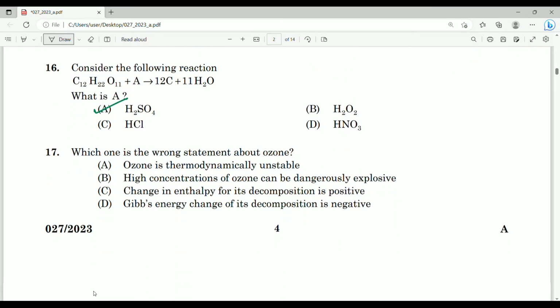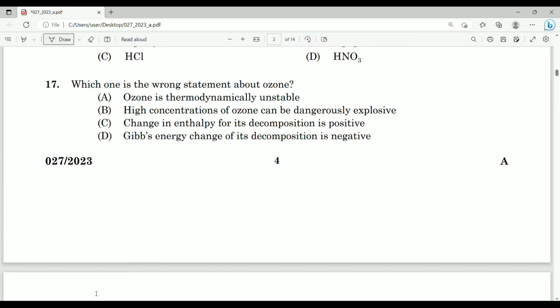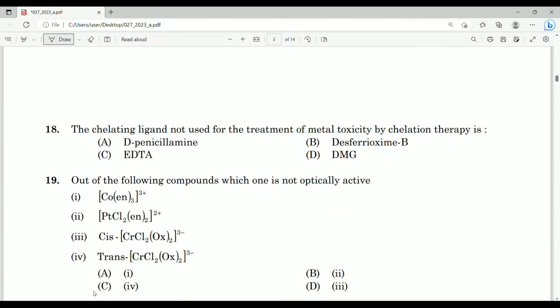Then 17th, which one is the wrong statement about ozone? A. Ozone is thermodynamically unstable. That's a correct statement. B. High concentrations of ozone can be dangerously explosive. That's also correct. C. Change in enthalpy for its decomposition is positive. So decomposition of ozone is exothermic, and exothermic means it should be negative. Delta H is negative. So that's the wrong statement. And the fourth one, energy change of its decomposition is negative. That's a correct statement.